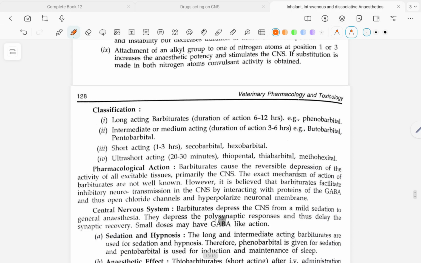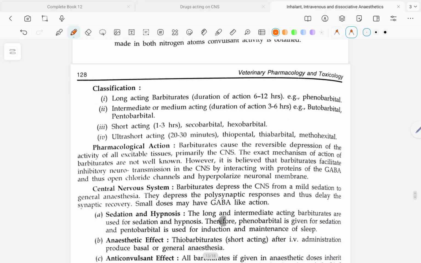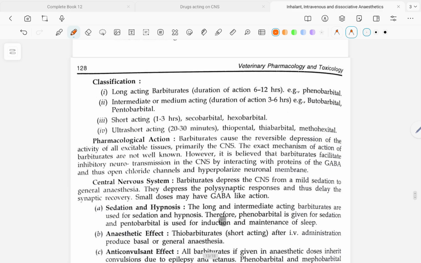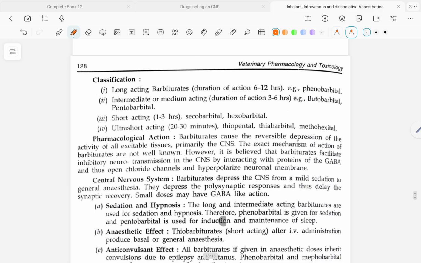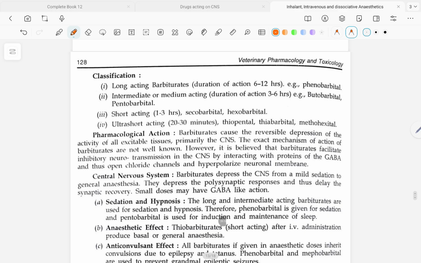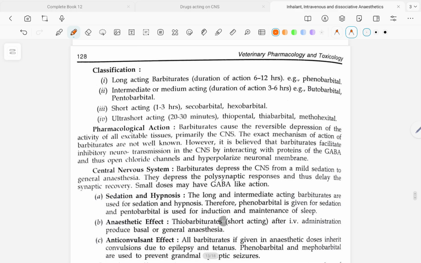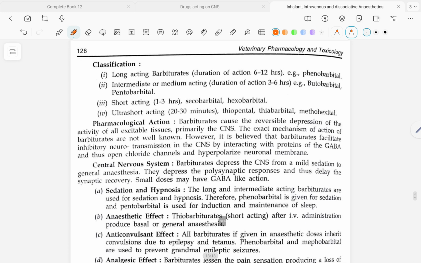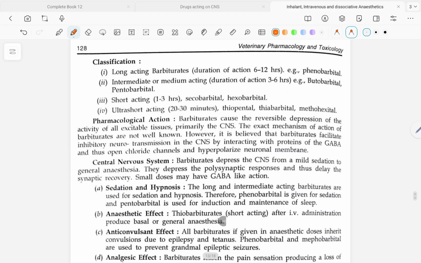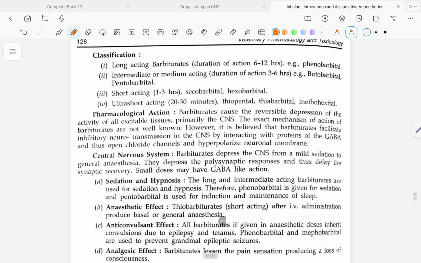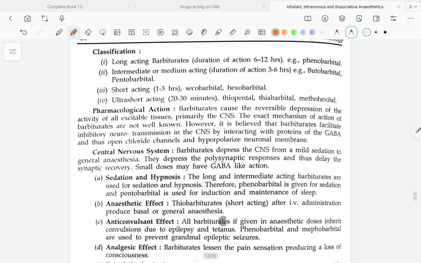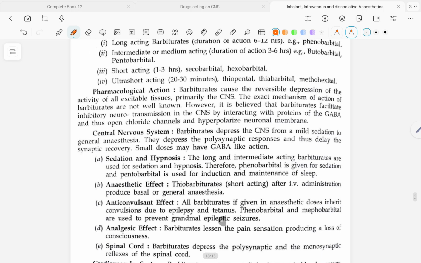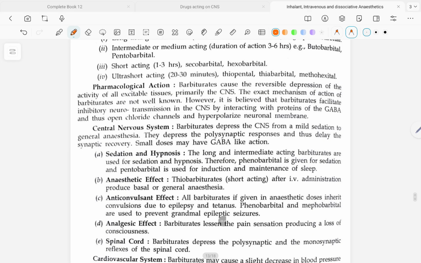Classification. Long acting barbiturate, duration of action 6 to 12 hours: phenobarbital. Intermediate or medium acting, duration of action 3 to 6 hours: butobarbital, pentobarbital. Short acting, 1 to 3 hours: secobarbital, hexobarbital. Ultra short acting, 20 to 30 minutes: thiopental, thiobarbital, methohexital. Pharmacological action. Barbiturates cause the reversible depression of the activity of all excitable tissue, primarily the CNS.